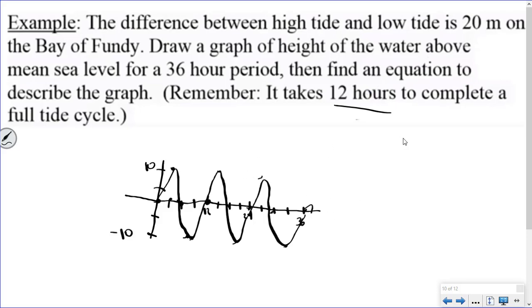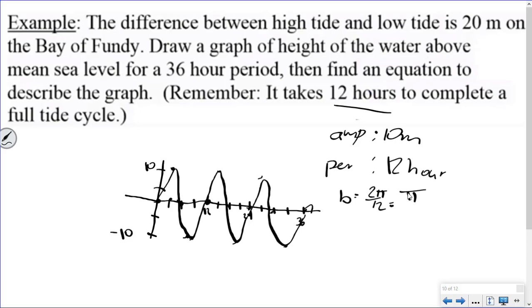So then from here, let's pick out our key pieces of information. Things like my amplitude. We are told the amplitude is 10 meters, right? Since the distance from high to low tide is 20, half of that will be my amplitude. My period for a tide graph is always 12 hours. So if the period is 12 hours, to find my b value, we're going to take my 2 pi and divide it by 12. So my b value is pi over 6.